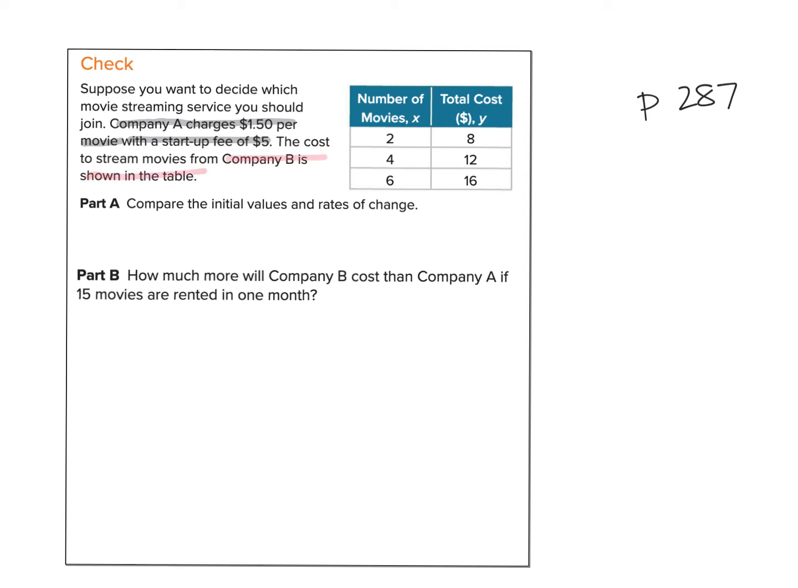Okay, so right away, I'm just going to come over here and label that this is Company B, since it said that was shown in the table. It says, first of all, compare the initial values and the rates of change. So I'm going to come off to the side. Wherever you guys have space, you can do this. I'm just going to list what I know about Company A and Company B. All right, so Company A, it's got a startup fee of $5 and charges $1.50 per movie.